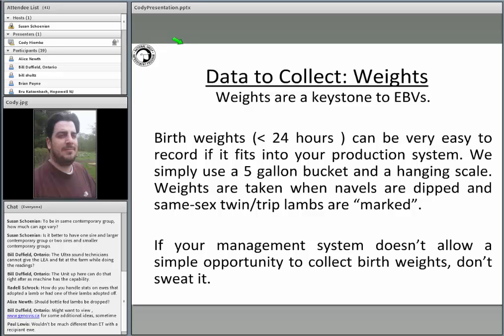And I don't ear tag right away at birth, but if I have, say, two twin ewe lambs or triplet lambs that are all the same sex, I'll put a little mark on them in iodine, and that way I'll know who's who and be able to relate back any birth weights later on when I do the ear tagging.